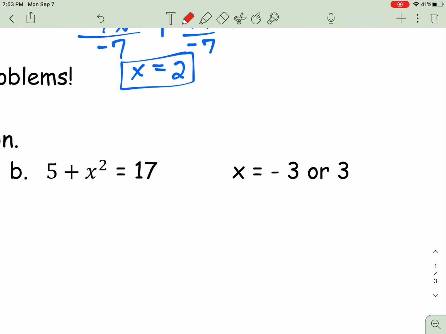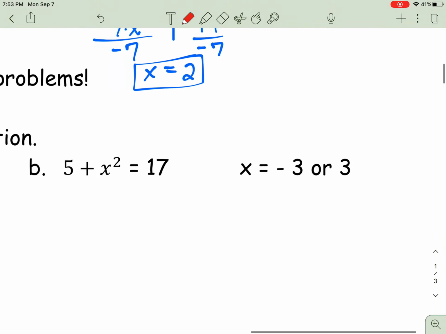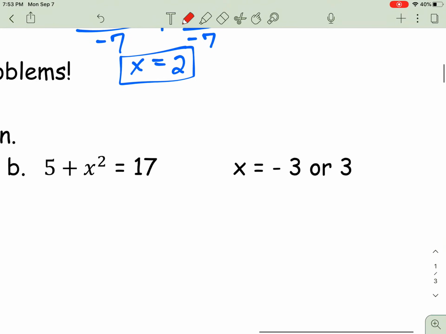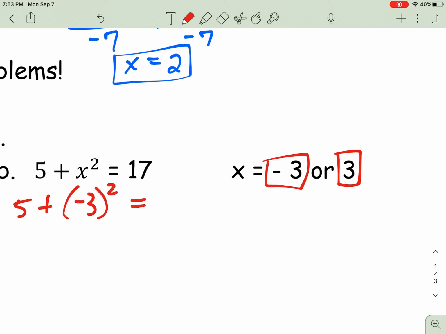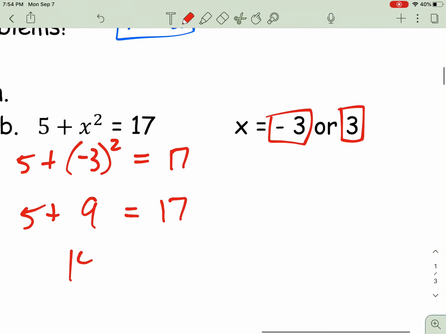Okay, so we can do the same thing here. We can check both, -3 or +3. The other way that we can do it is we can solve it like an equation, which this one has an x squared, so it's going to be a little funky. So we're just going to plug in for these and see what happens. Okay, so 5 plus -3 squared equals 17. -3 times -3 is a +9. 5 plus 9 is 14. 14 does not equal 17. So -3 does not work.